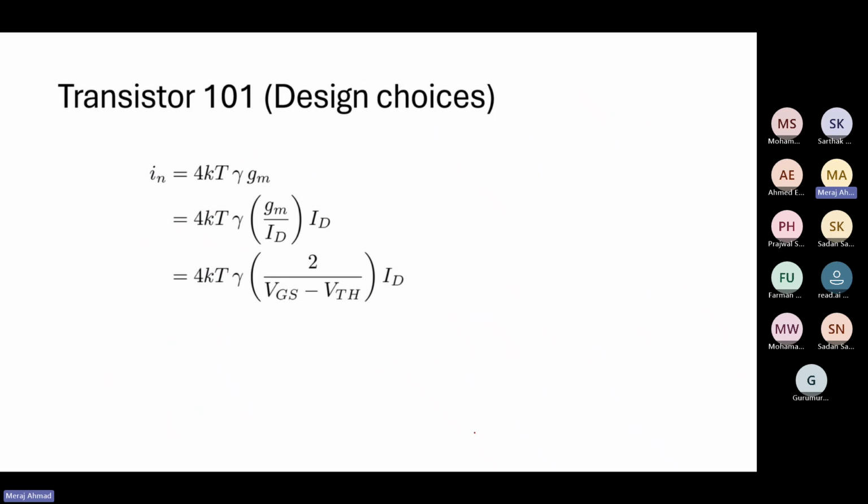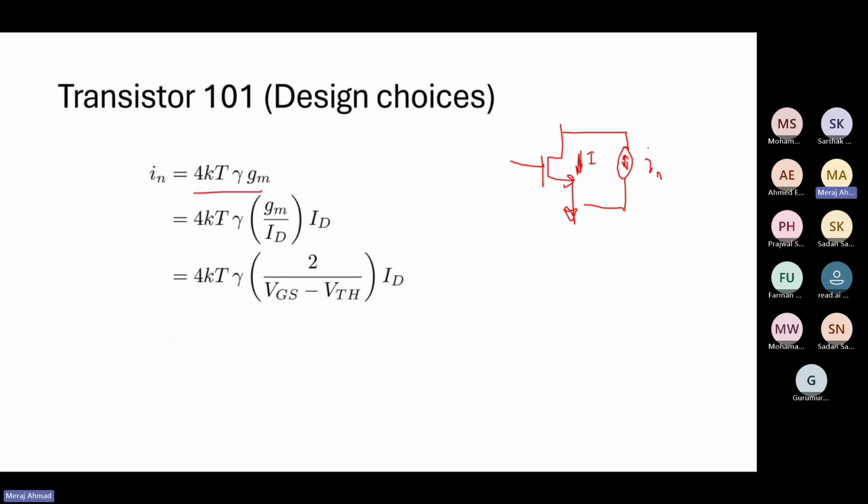One more parameter is the noise of the current source. If we take any transistor, there will be some current noise. If I'm going a bit fast, you can slow me down. Is it clear? If you design a current source with current ID, what is the noise component? 4 kT gamma gm, textbook stuff.